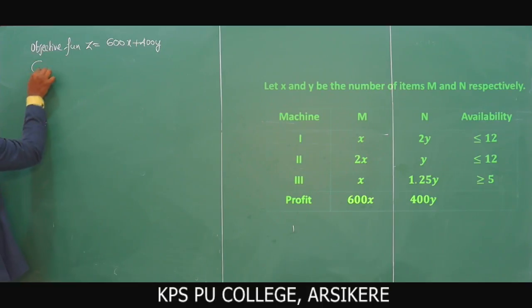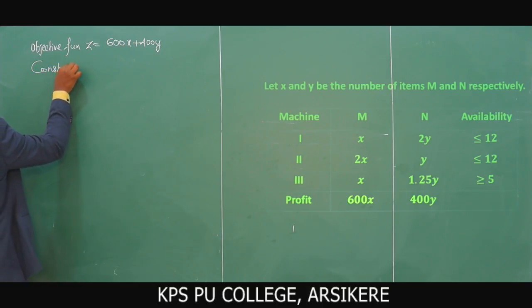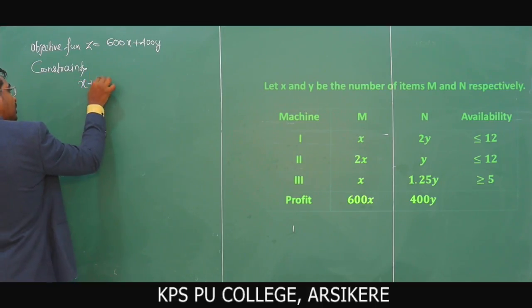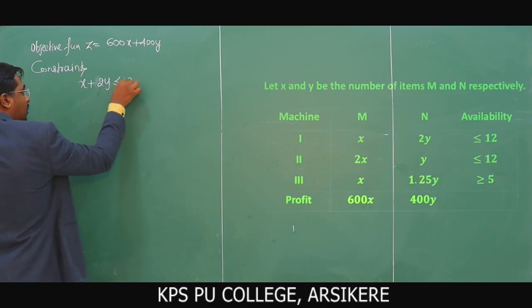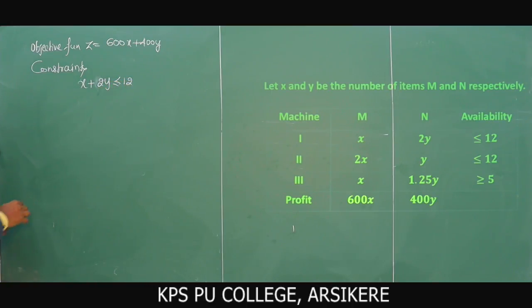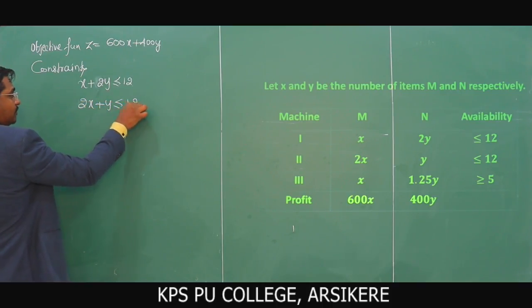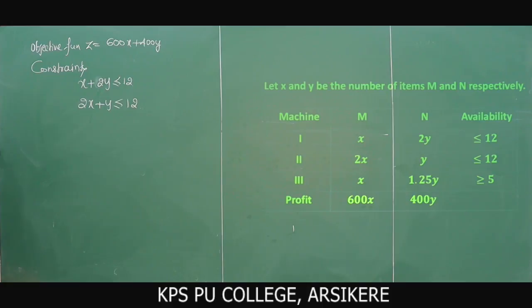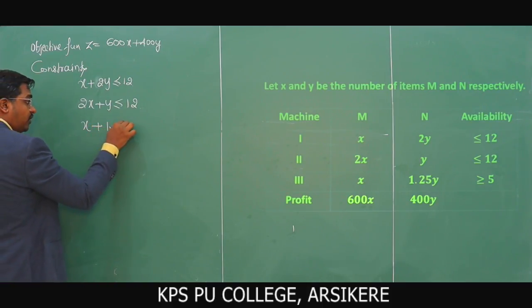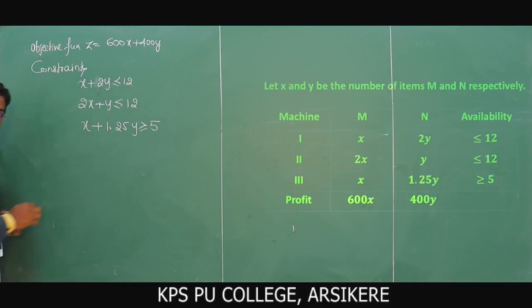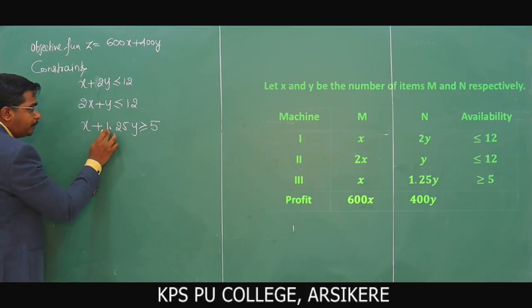So what are the constraints? Observe the constraints here. First one, for machine 1: x plus 2y less than or equal to 12. And the second one: 2x plus y less than or equal to 12. For the third one: x plus 1.25 hours of y is greater than or equal to 5. Clear?